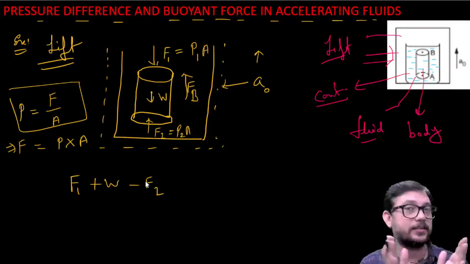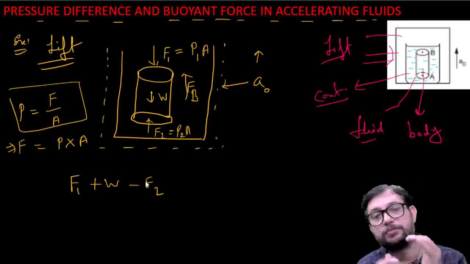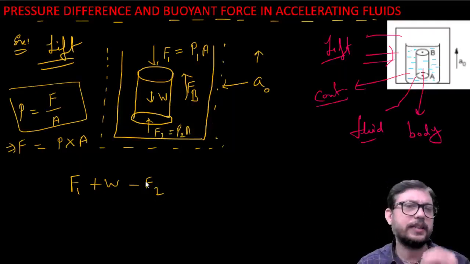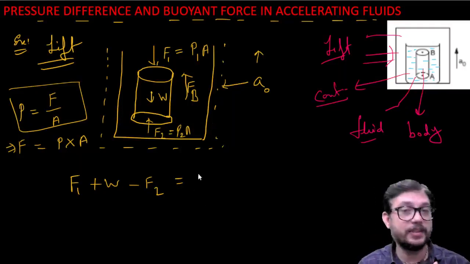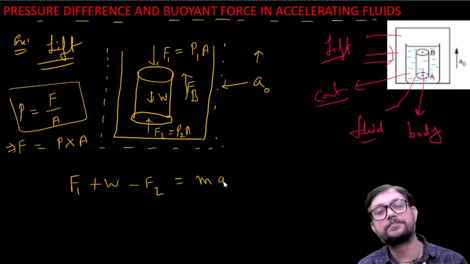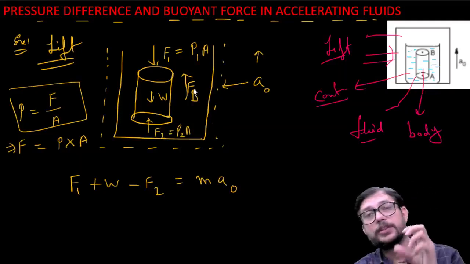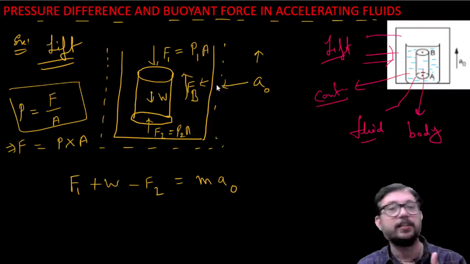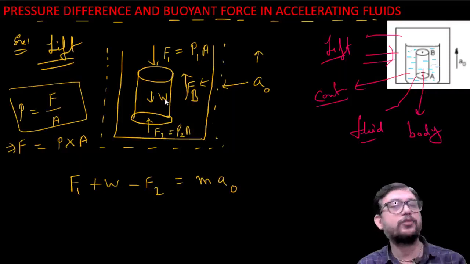So these are the forces applicable on the body which is assumed in the fluid, and the net force is always equal to mass times acceleration, as we all know. Some of you may be confused about why we have not considered FB here. The answer is quite easy: we have already taken F1 and F2, and we know that the resultant of F1 and F2 is FB.